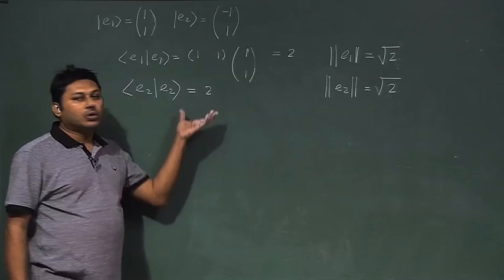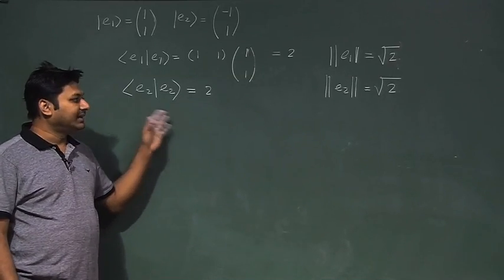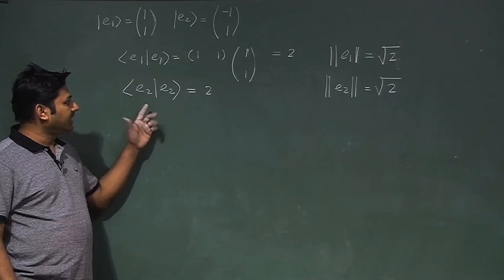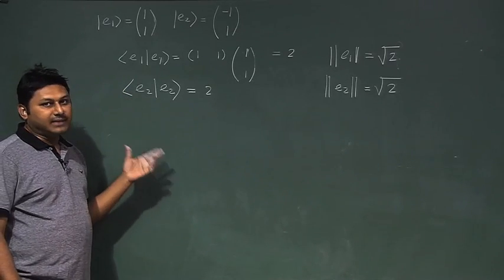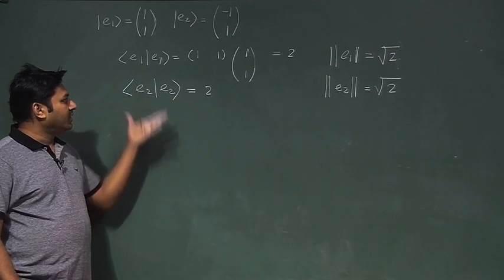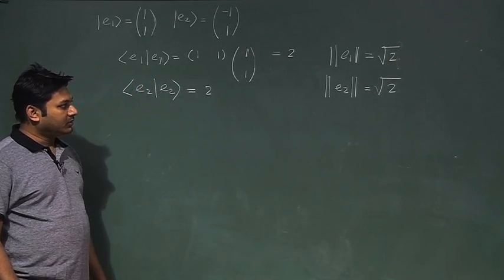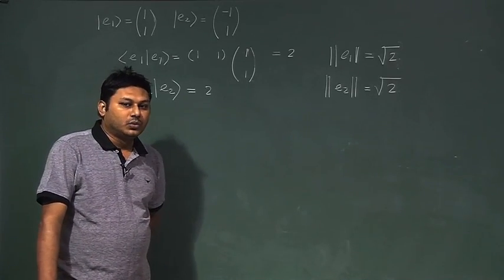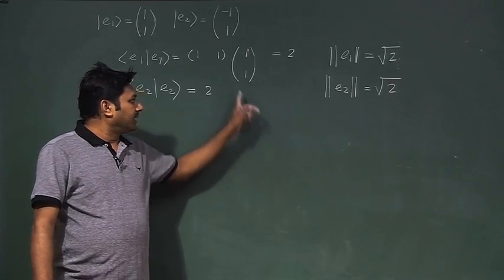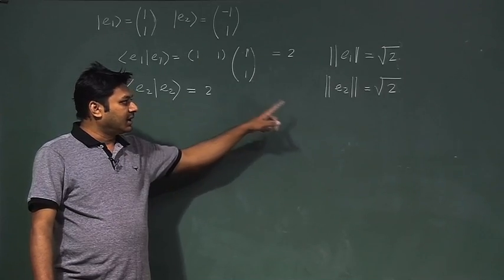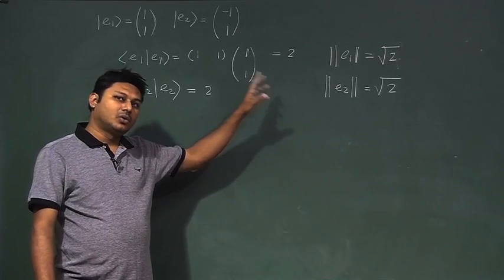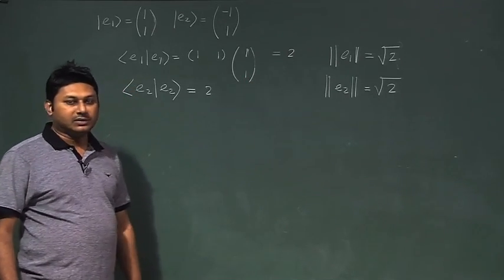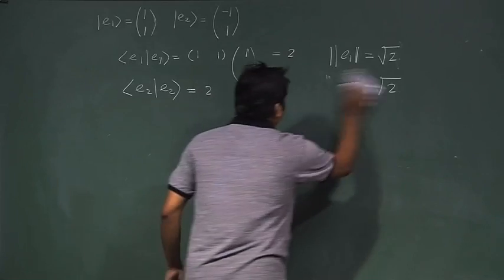So, even though they are orthogonal to each other, they are not orthonormal. They are orthogonal, which means the angle between these two vectors is 90 degrees, because the inner product gives me 0. In general we say this is the orthogonal property, but the norm values of these individual vectors are not equal to 1. So they are not normalized. So, in general they are not orthonormal, even though they are orthogonal.